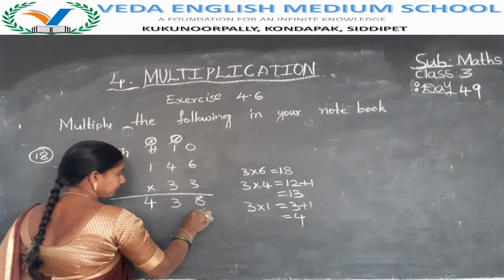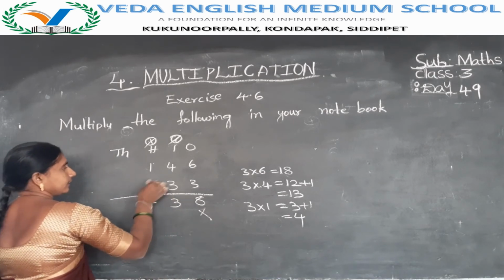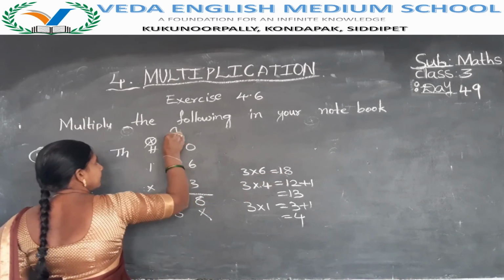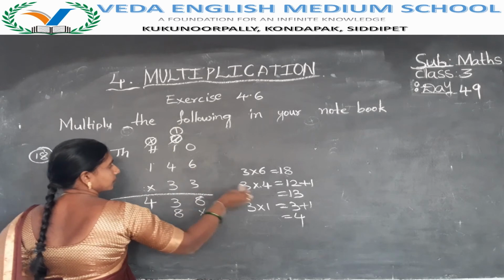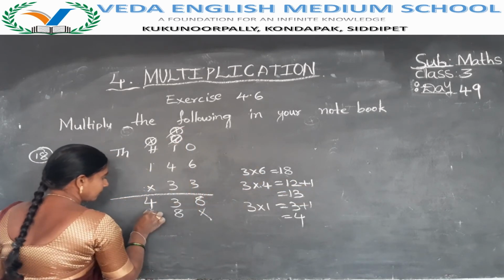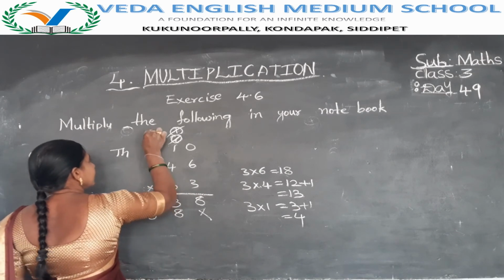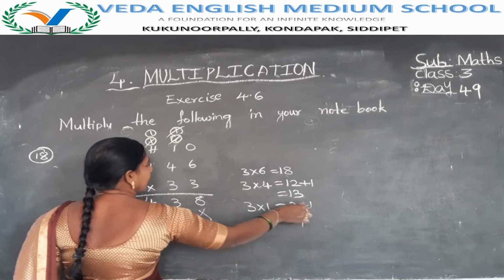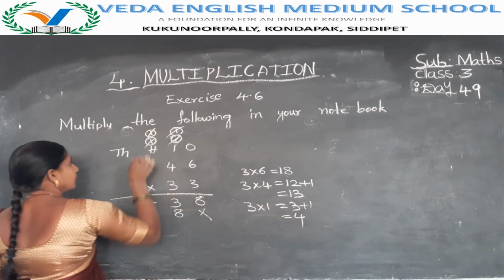Okay, next digit multiply. This one also 3. 3 6 are 18. So now write here 8. 1 carry 2 tens place. 3 into 4. 3 4 are 12 plus 1 13. Here also 13. So 3 here 1 carry. 3 into 1. 3 1s are 3. Here carry 1. 3 plus 1 equal to 4.